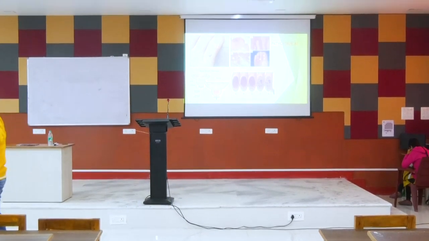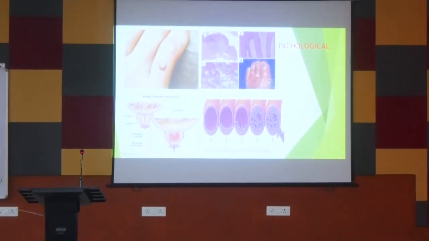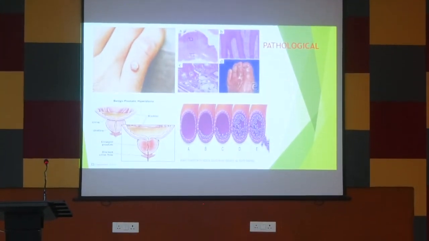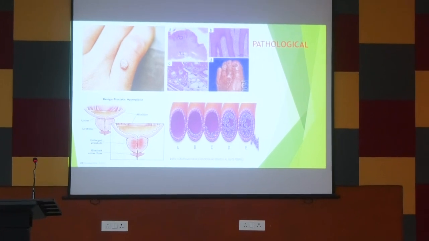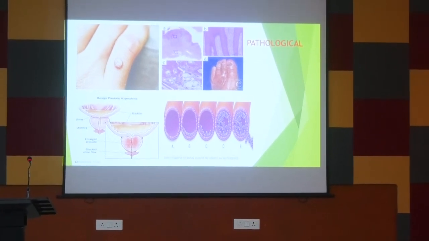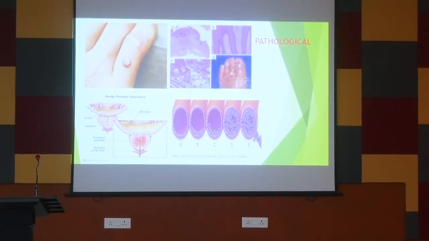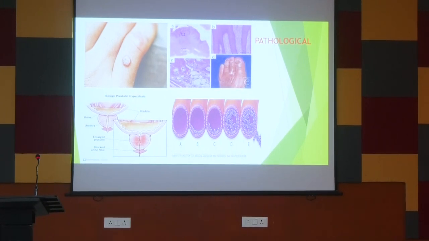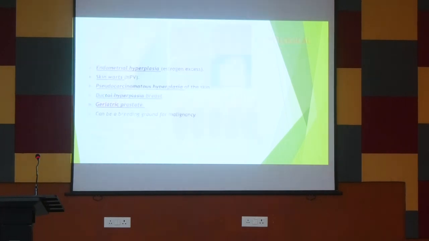The epithelial cells are undergoing hyperplasia. Compare C. Hyperplasia rate increases. D, E. These basically show epithelial hyperplasia of the breast. These are proliferative breast lesions which can be a breeding ground for carcinoma of the breast. So basically, there is hyperplasia of the glandular epithelium of the breast. That is pathological hyperplasia. Okay.